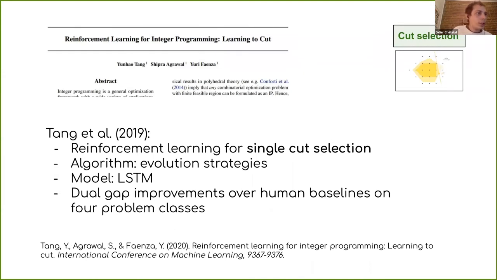Another nice work that was published last year at ICML is one on cut selection. So this is reinforcement learning. They actually did reinforcement learning for selecting a single cut. So it's not quite there in being useful in practice, but it's still a big improvement. And they used evolution strategies to do that. The model was an LSTM. That's how they dealt with the fact that problem sizes could vary. And they showed improvements in dual gap over human baselines on 4 problem classes.